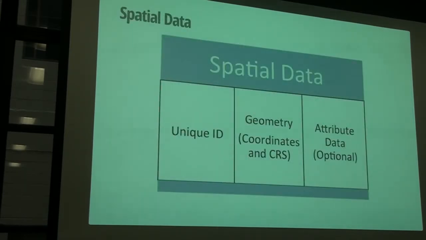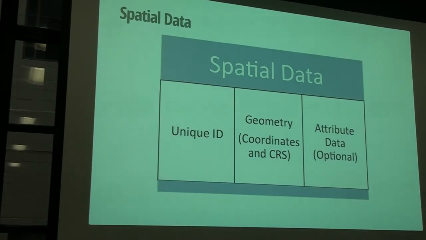So, what's spatial data? Spatial data consists of three components. First is the unique ID. Each ID represents one spatial entity. You could see them as a geographical object. For example, New Zealand is a spatial entity. China is another spatial entity, et cetera. And then we have the geometry information, which consists of the coordinates.